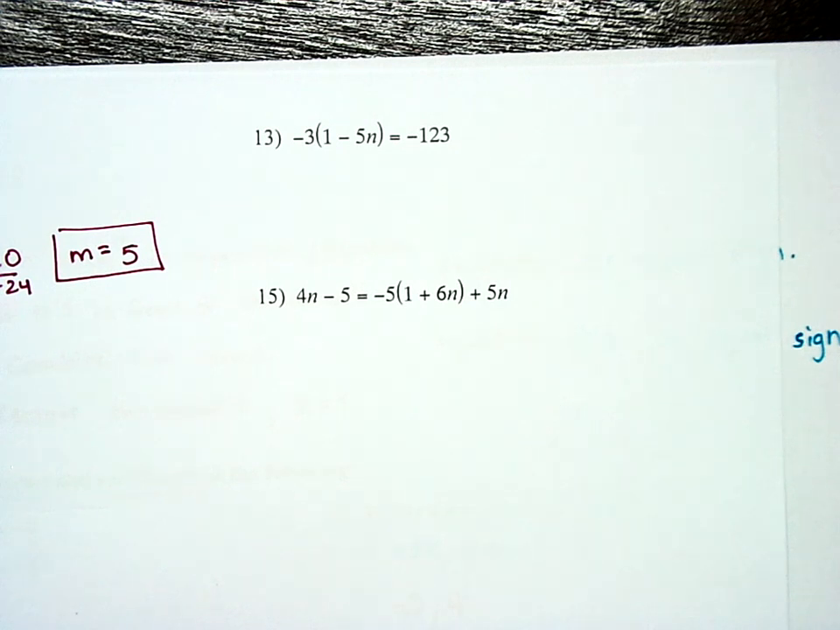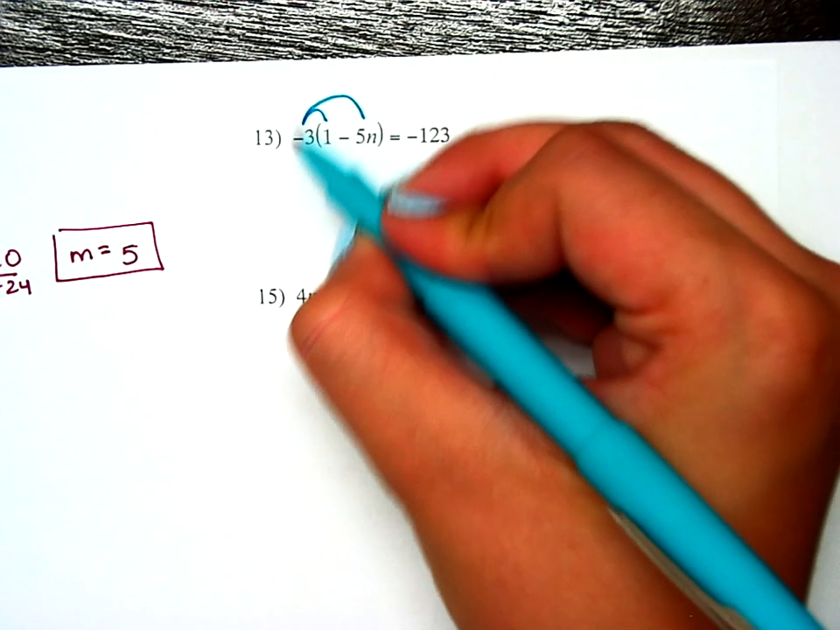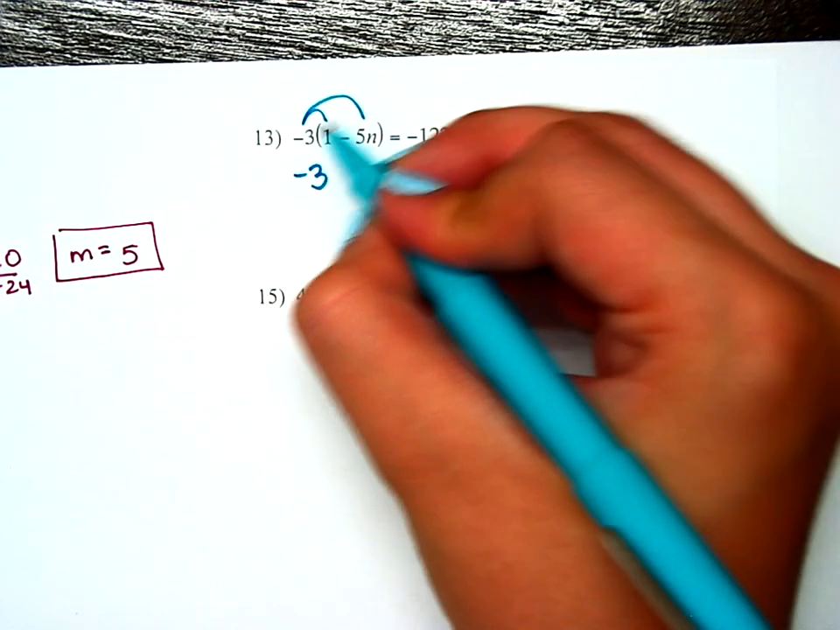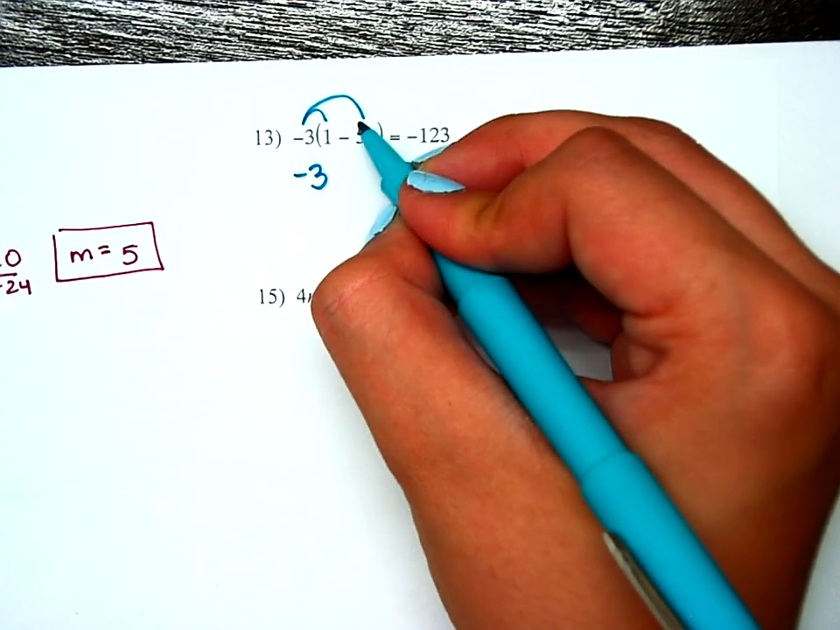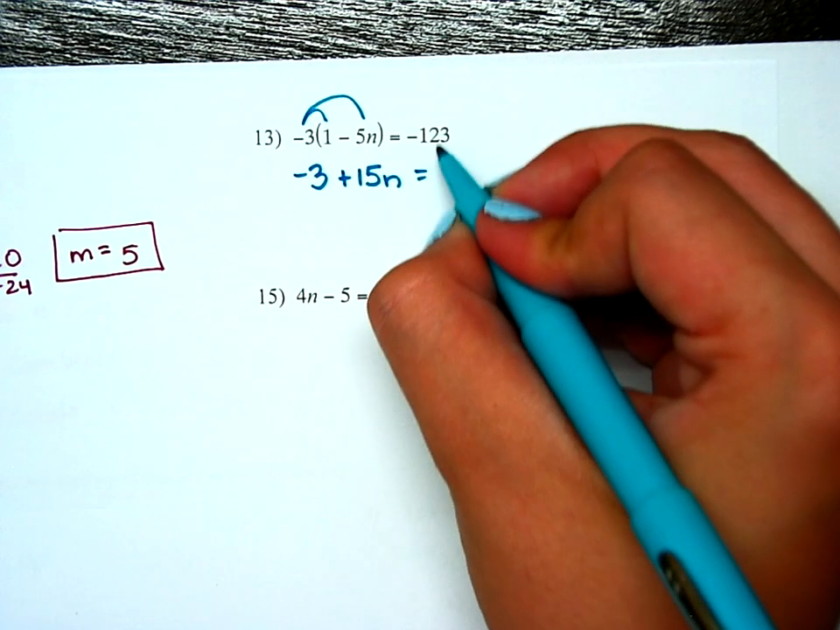Okay, so I'm going to assume that you paused it if you needed to. Let's distribute first. So we've got negative 3 times 1, that's negative 3, and a negative 3 times negative 5n. That's positive 15n. And then don't forget to bring this down.